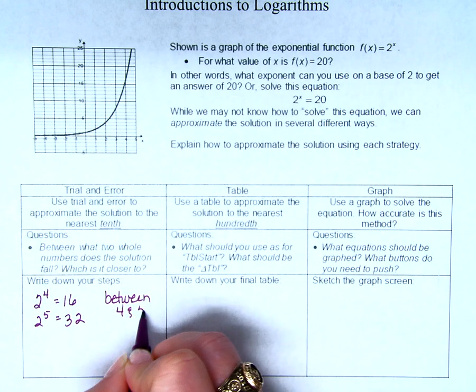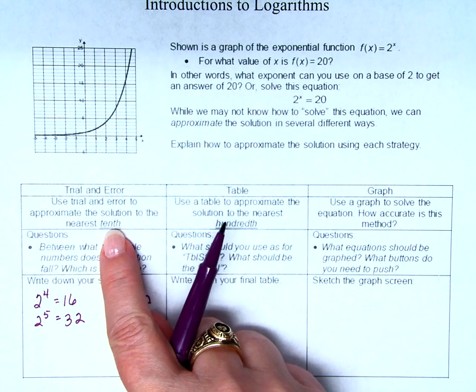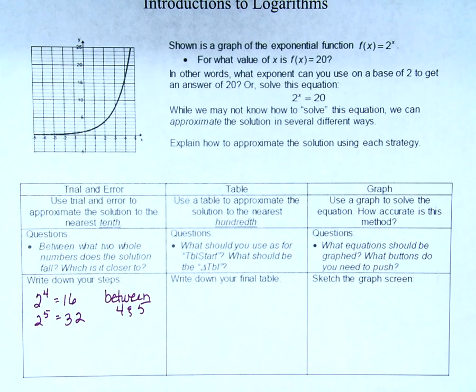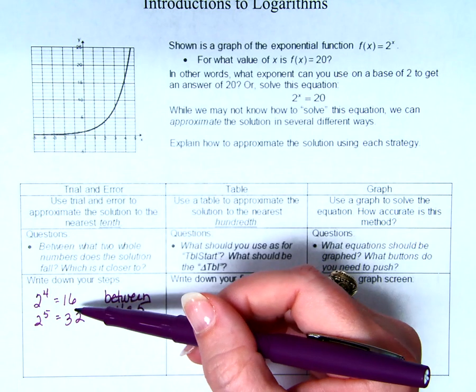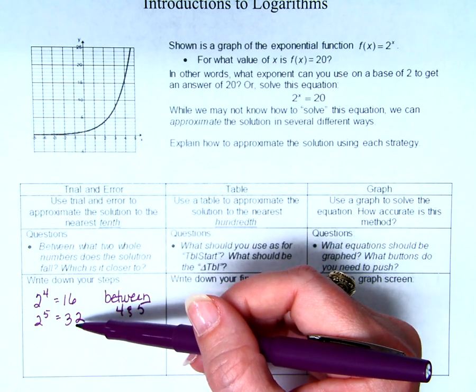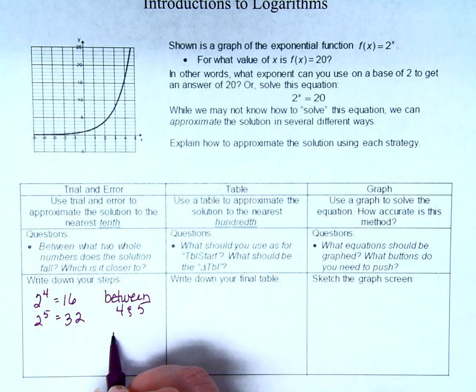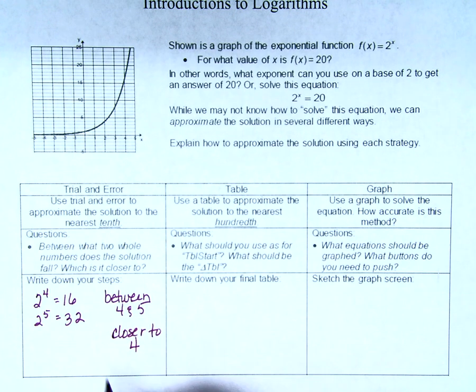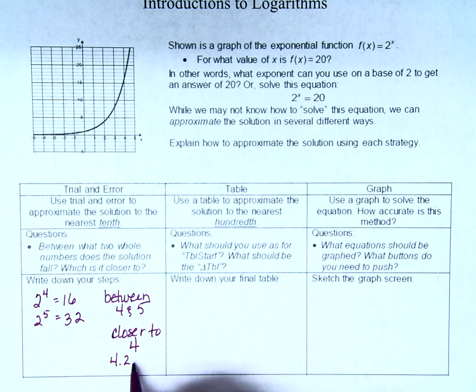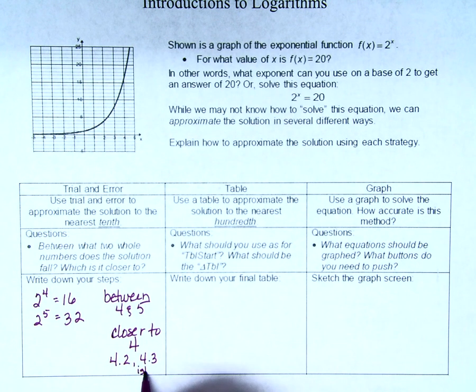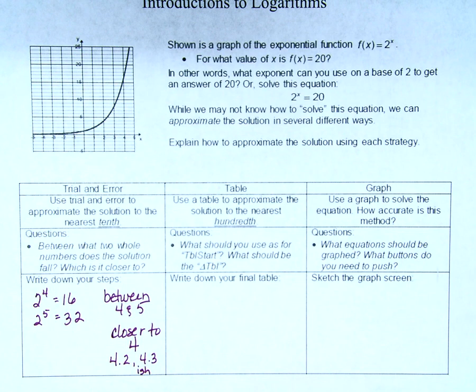4 and 5. And because it's asking me to make a guess to the nearest tenth, if I'm going to say between 4 and 5, which one is it closer to? How do you know it's closer to 4? 20 is closer to 16 than it is to 32, right? So what do you think it's going to be? Closer to 4. I heard 4.2 and I heard 4.3, ish. Because we're guessing, right?